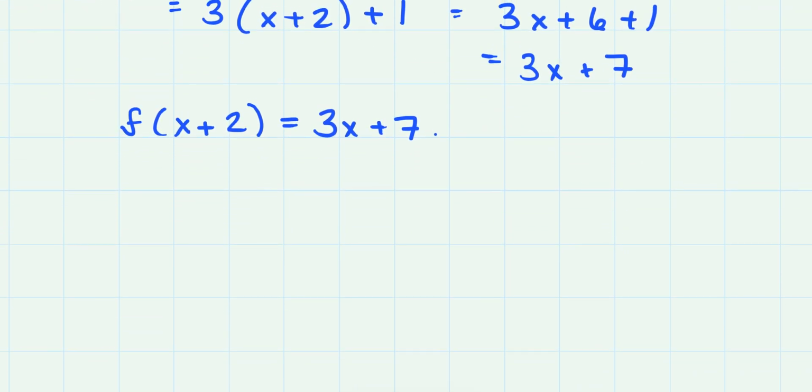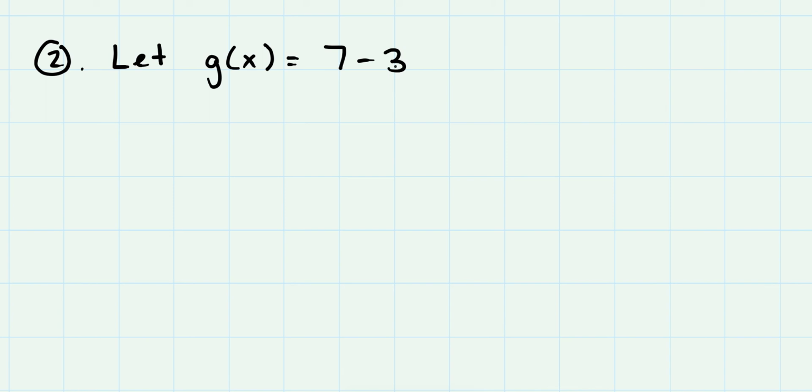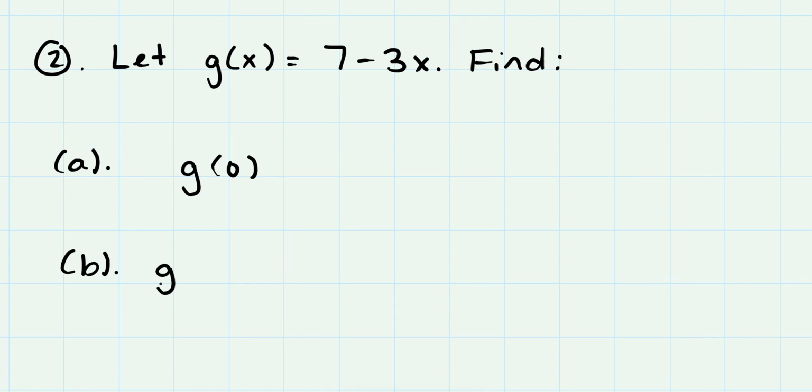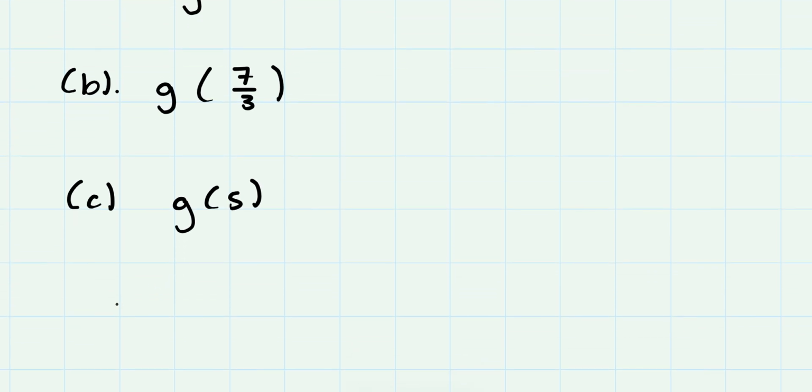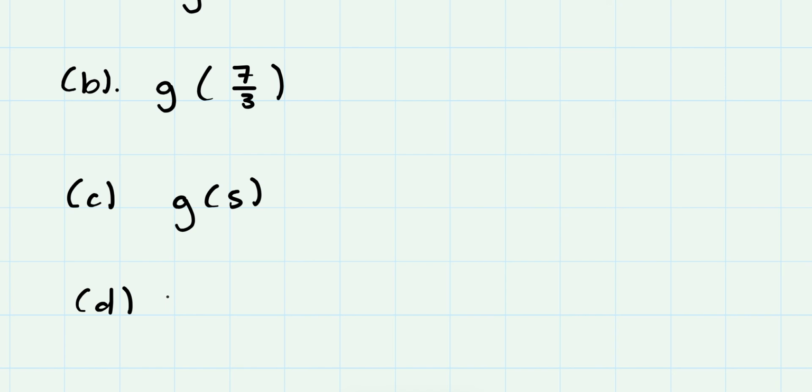Let's do another one. Let g of x be equal to 7 minus 3x. Find the following. g of 0, g of 7/3, let's do g of s, and let's plug in g of 3 minus x. In fact, let's put a y here.